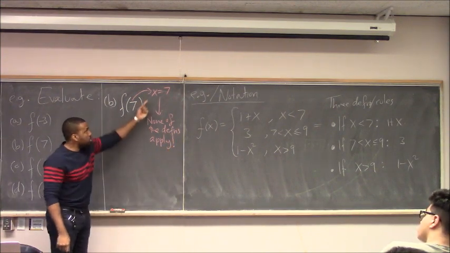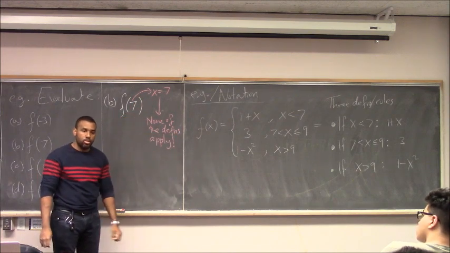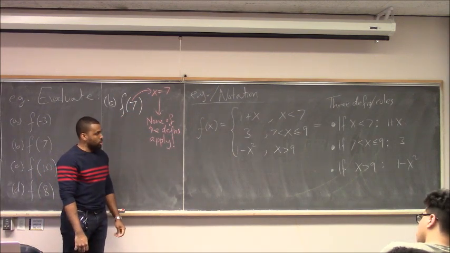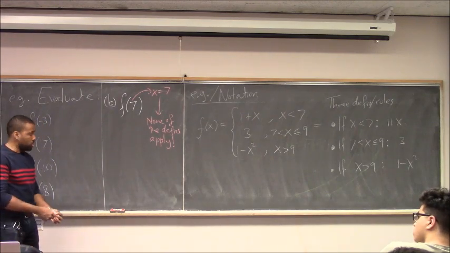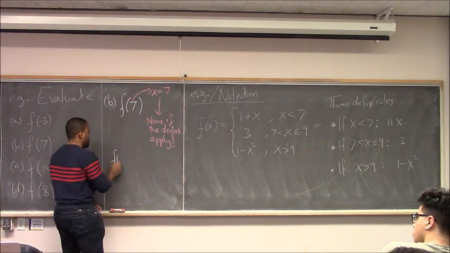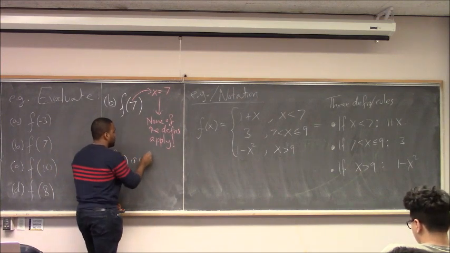Right? Because this particular x value does not fall in any of those regions. So in that case, what we would say is that the function is not defined for that particular value. And so the answer would be f of 7 is undefined.